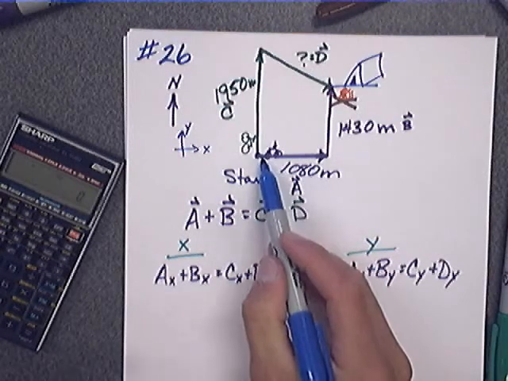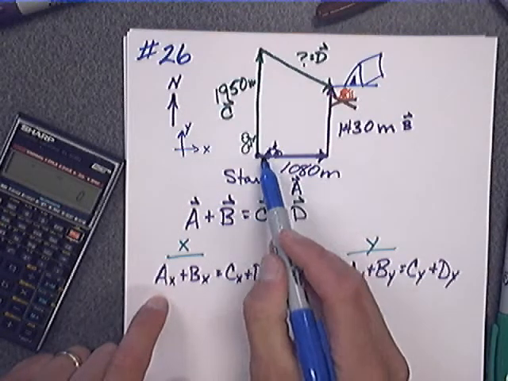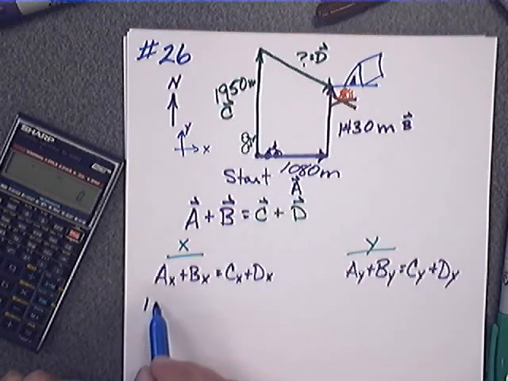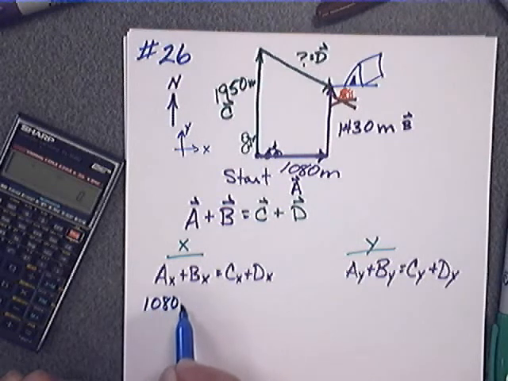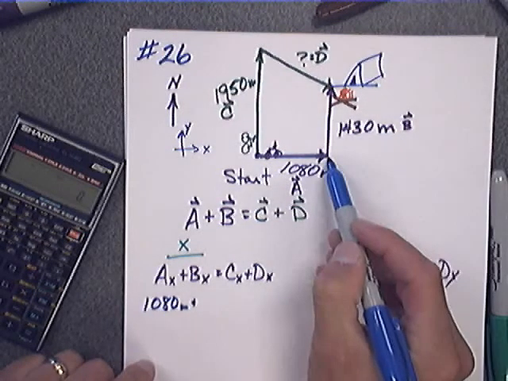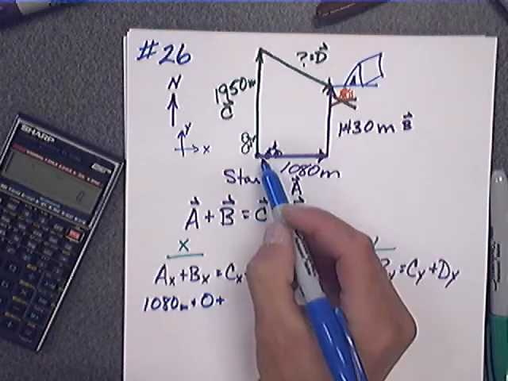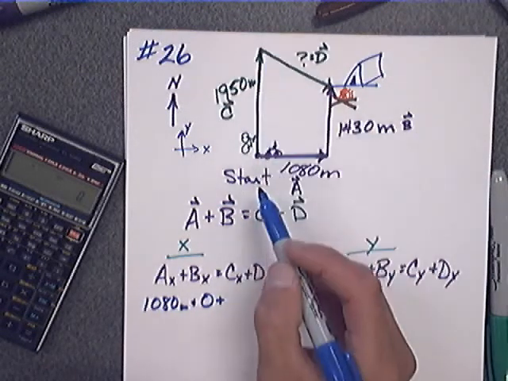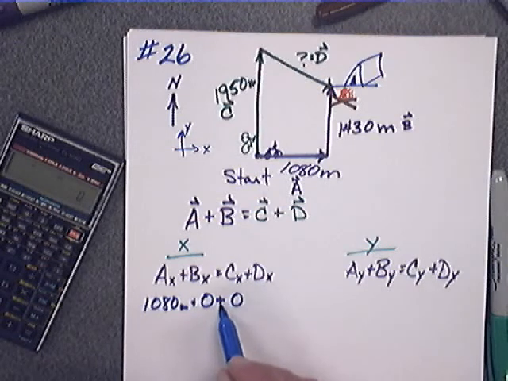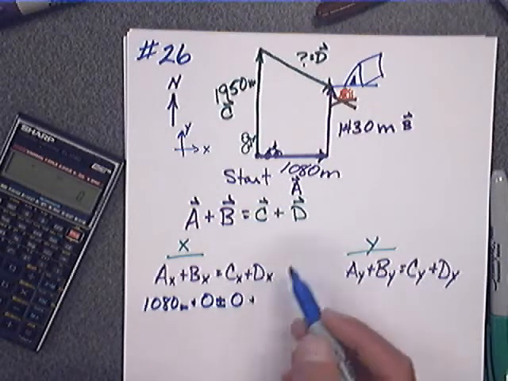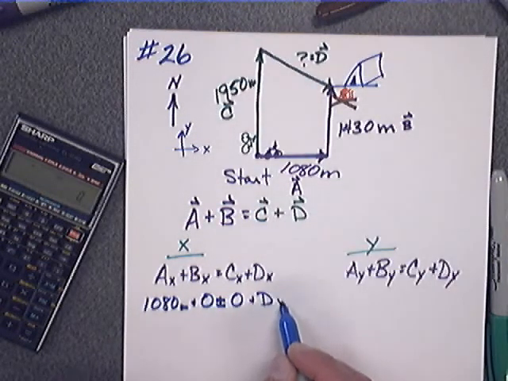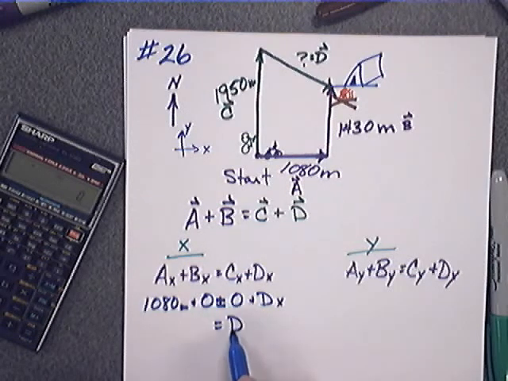So A in the X direction, 180 meters. B in the X direction, it has no component in that direction. C has no component in that direction. Oops, this needs to be an equal sign. And D is whatever it is. So that tells me that D in the X direction is 1080 meters.